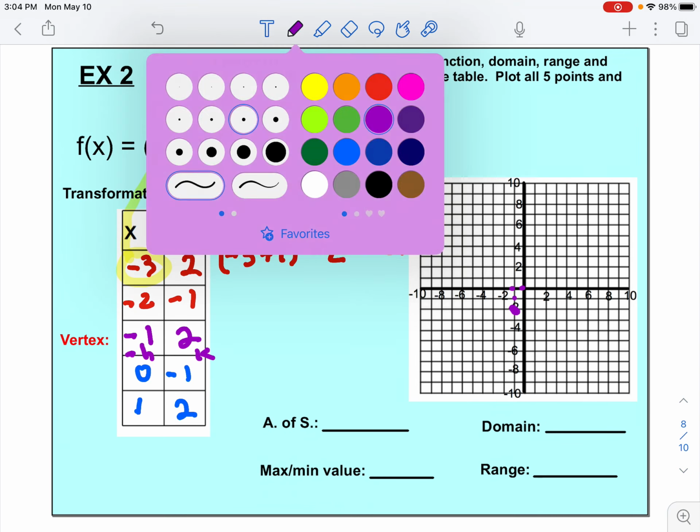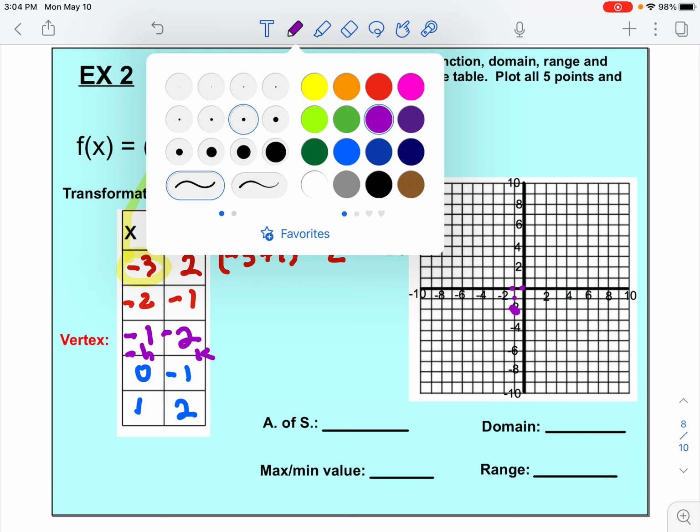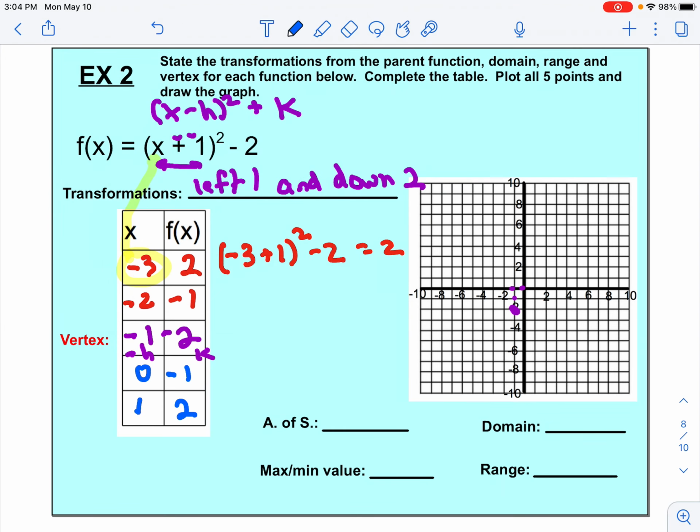I'm sorry, I put my vertex in here wrong. That's -2. I graphed it correctly, set it correctly, but just actually filled it in the table wrong. So now let's go back here and plot these points. I have 0, -1. I have 1, 2, which is right here.